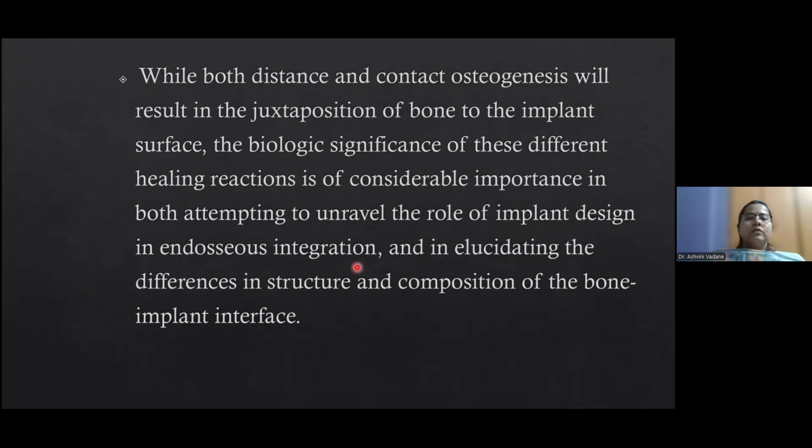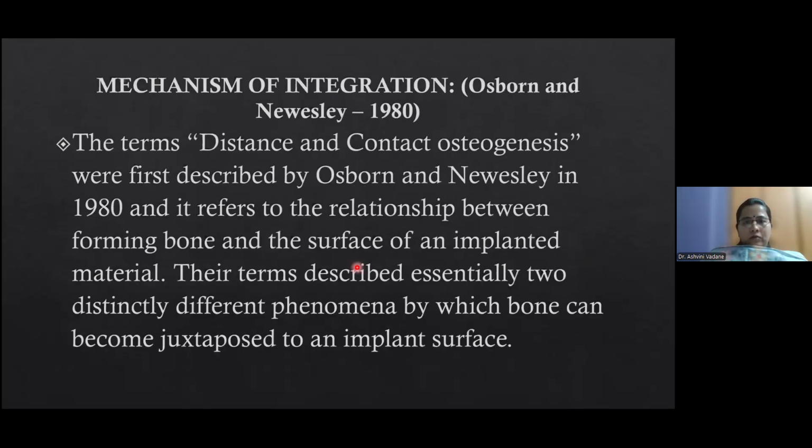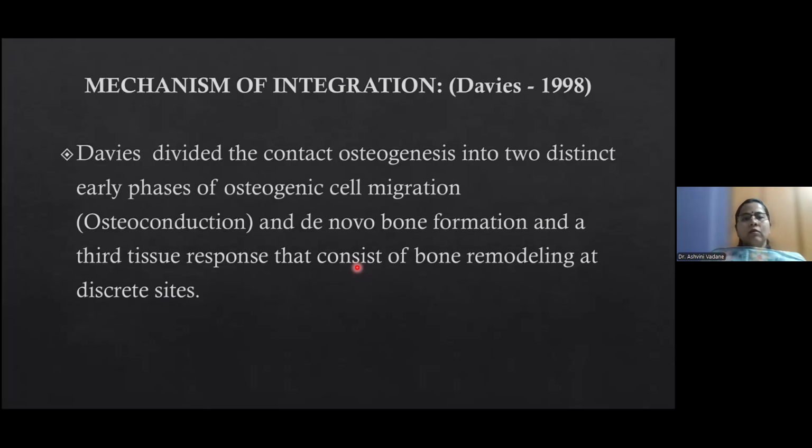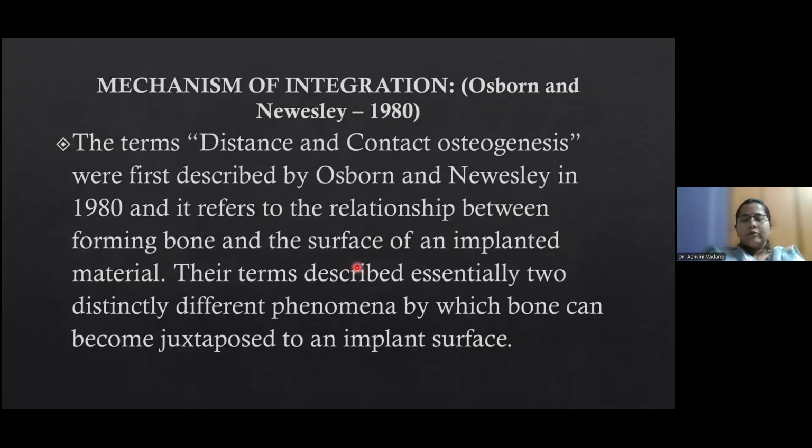The biologic significance of these different healing reactions is of considerable importance, both in attempting to unravel the role of implant design in endosseous integration and in elucidating the differences in structure and composition of the bone to implant interface. So this was the mechanism of distance and contact osteogenesis, which was proposed in 1980 by Osborn and Newesley.